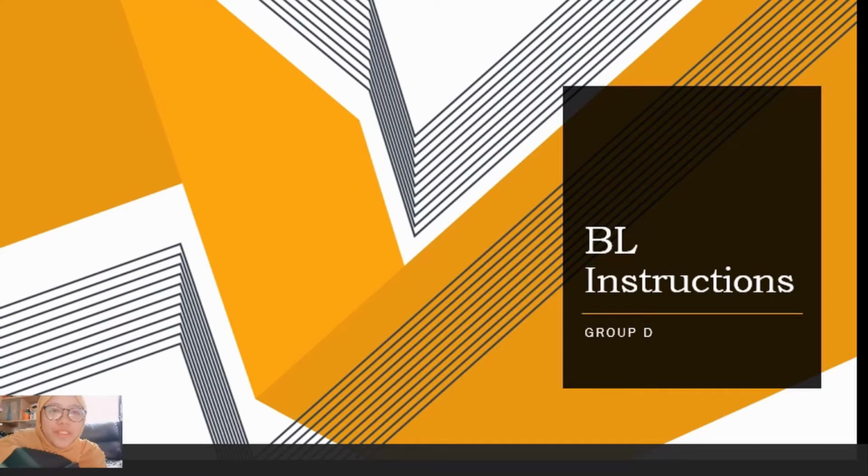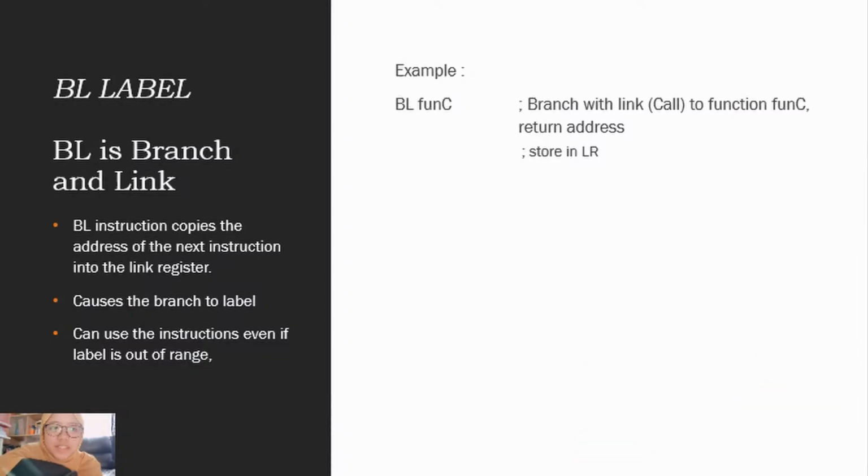Okay, now let's move on to the next instruction, which is the BL instruction. BL instruction is branch and link. BL instruction copies the address of the next instruction into the link register, and it causes the branch to the label. Finally, it can branch even if the label is out of range.